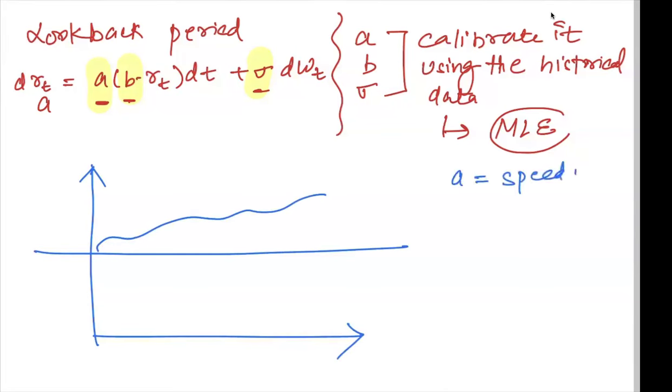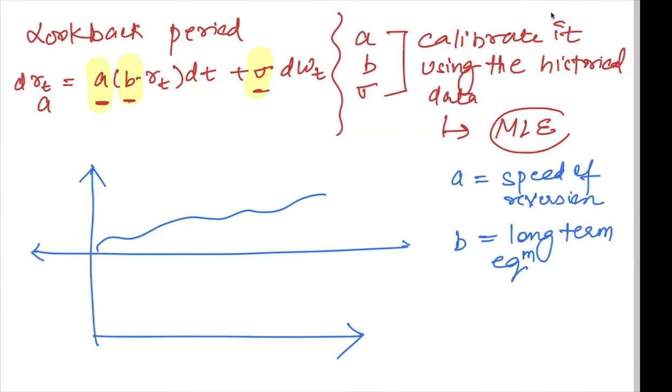The speed of reversion, if you all remember. And B is what? Long-term equilibrium. So let's say this arrow is nothing but our long-term equilibrium B. So let's say the interest rate is like this, and when I say A, it is nothing but the speed of reversion.